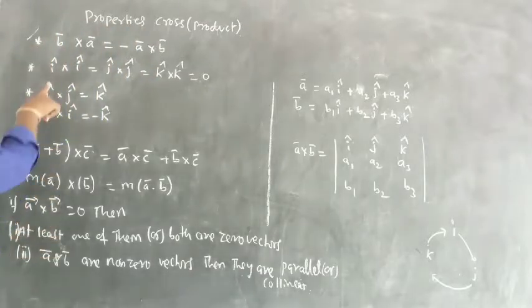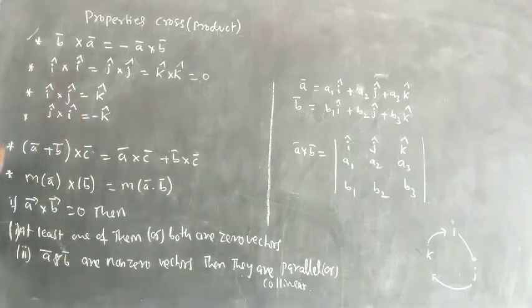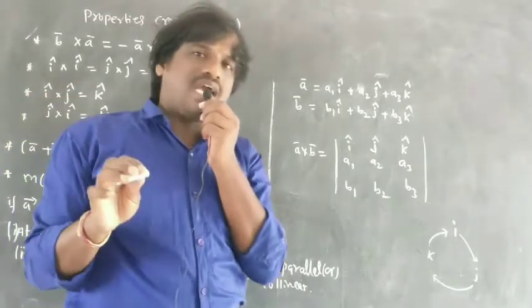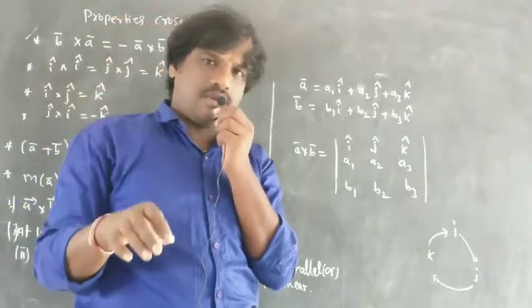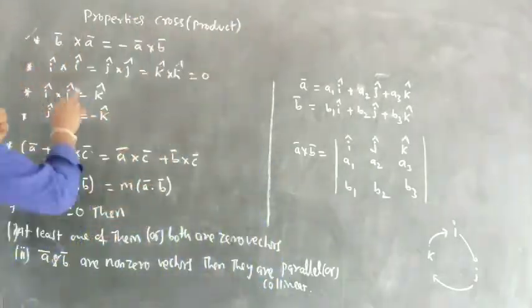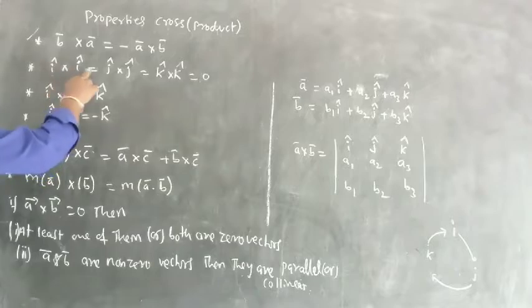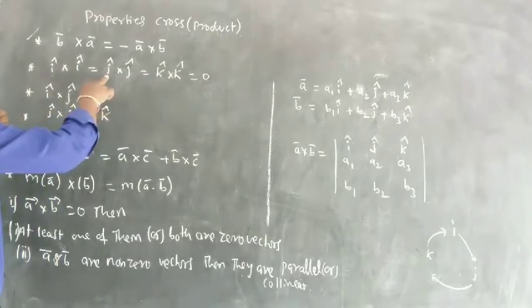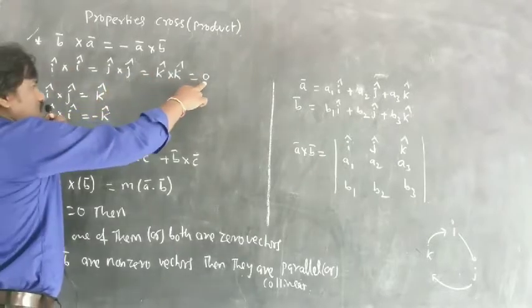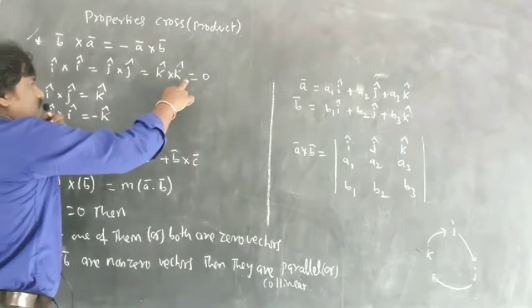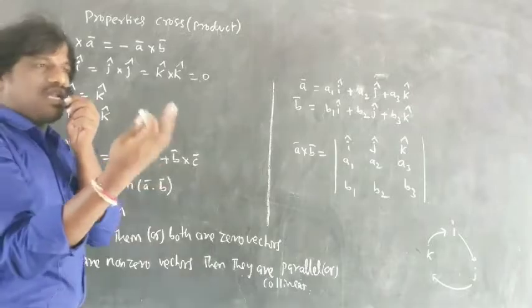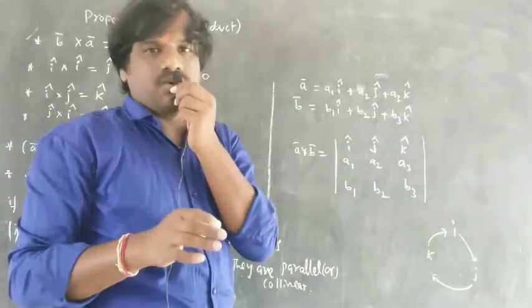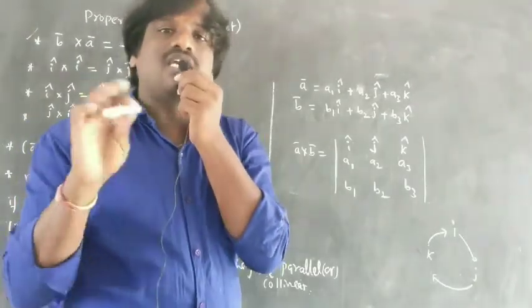Now let us go to another property, i cross i. You have heard of i dot i in the dot product. Now here in cross product, i cross i will be 0, j cross j will be 0, k cross k will be 0. Why? Because the angle between i and i is 0, and sin 0 is 0.